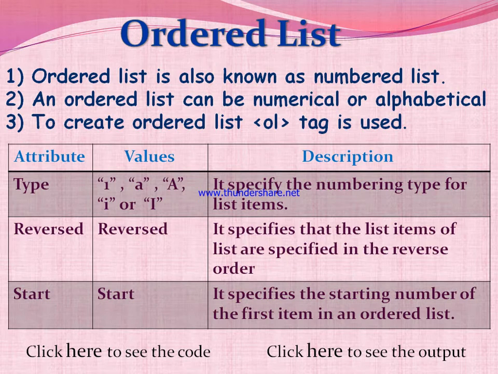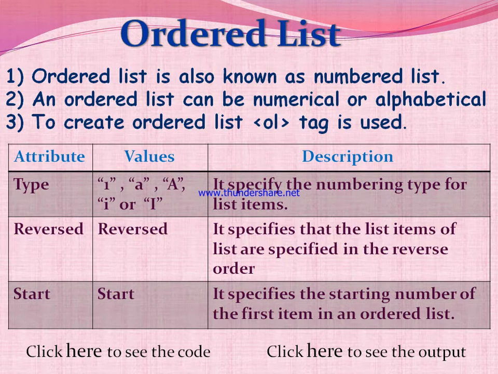For example, suppose you have used the type as 1. That means you want to start with the 1, 2, 3 format itself, and you want to highlight the list items by using 1, 2 and 3. Now if you specify that reversed word in the OL tag itself, then that list will be highlighted as 3, 2, 1. That means in reverse order of the specified format. So this is about reversed.